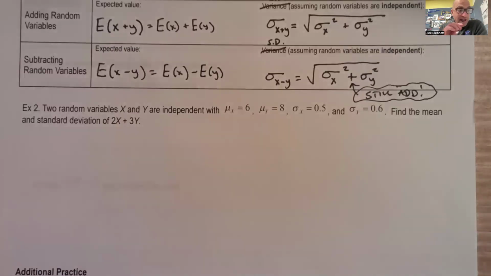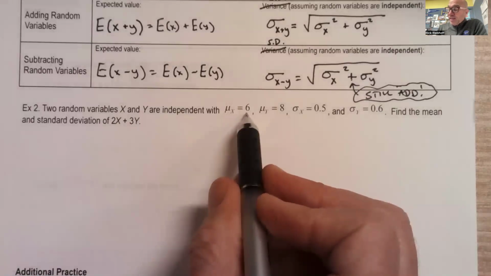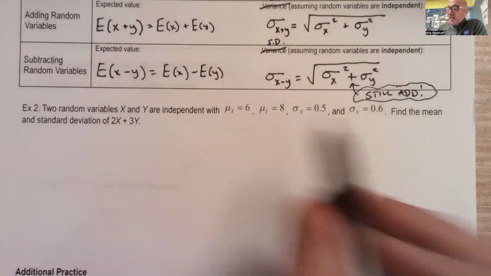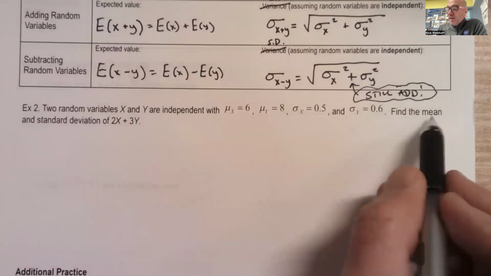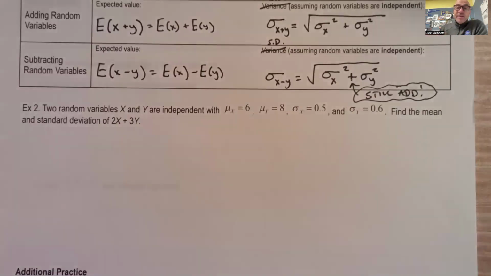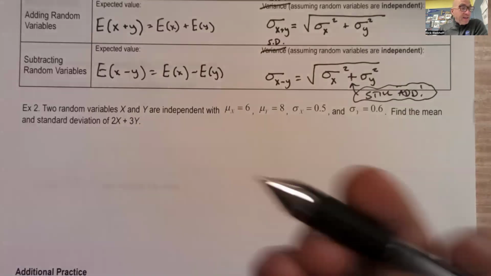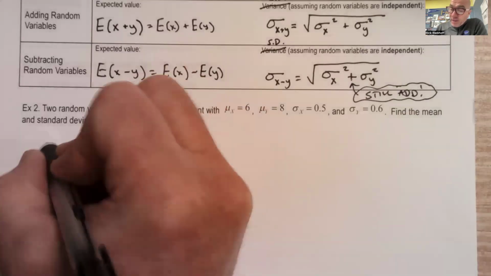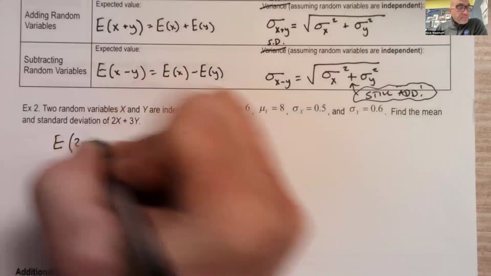Okay, so two random variables, x and y, independent, with mean of x is 6 and mean of y is 8. Standard deviation of x is 0.5, standard deviation of y is 0.6. Find the mean and standard deviation of 2 times x plus 3 times y. It's a double jump, because not only are we adding, but we're also multiplying. So we're just jumping in full bore here.